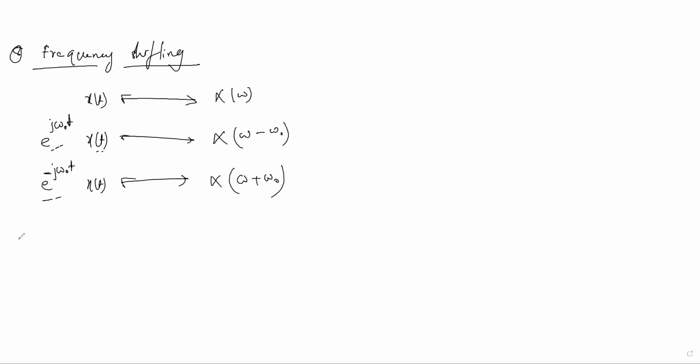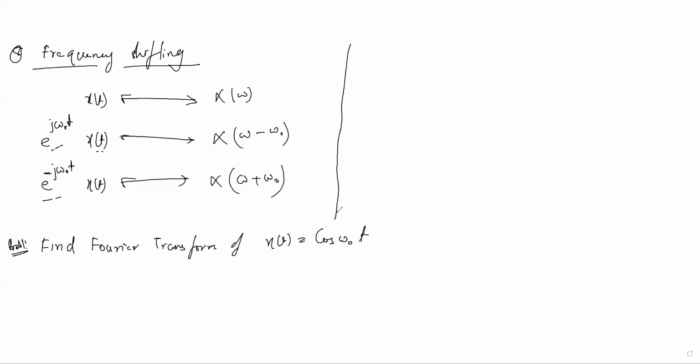So let me give a simple problem. By using this property, we can easily find the Fourier transform of cos omega naught t. Suppose x(t) is cos omega naught t. We can easily find the Fourier transform of cos omega naught t. How?